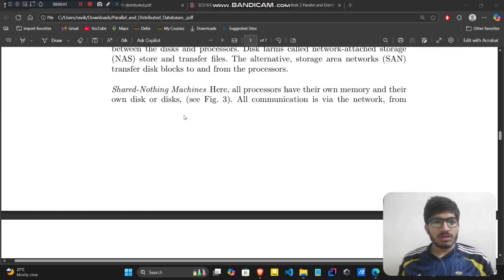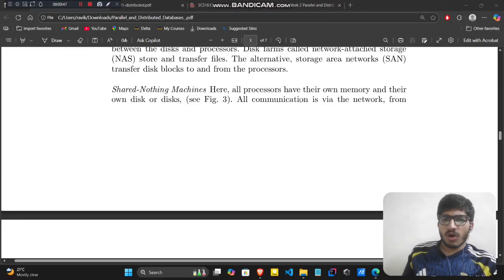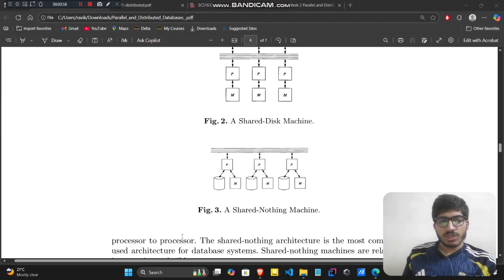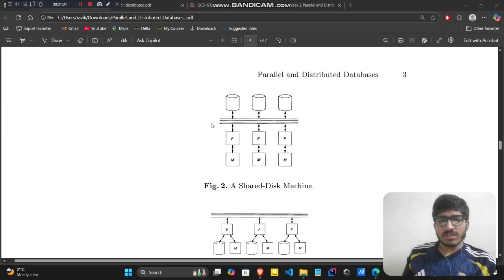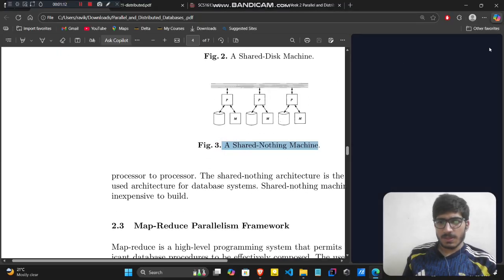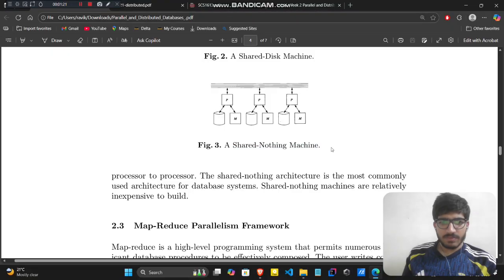Okay. Then the third architecture is shared nothing architecture. In this architecture, all processors have their own memory and their own disk or disks. All communication is via the network from processor to processor. So this is a shared disk machine diagram, and this one is a shared nothing machine diagram.